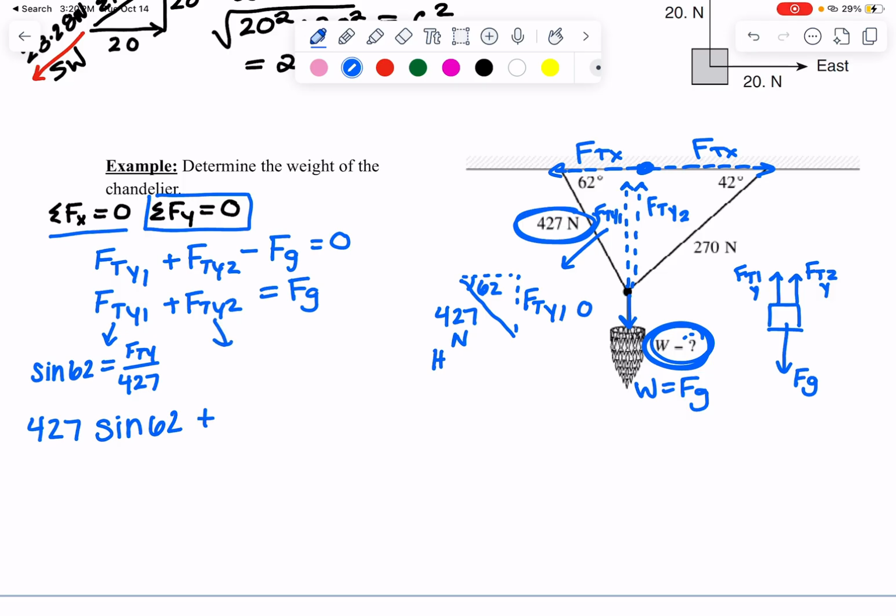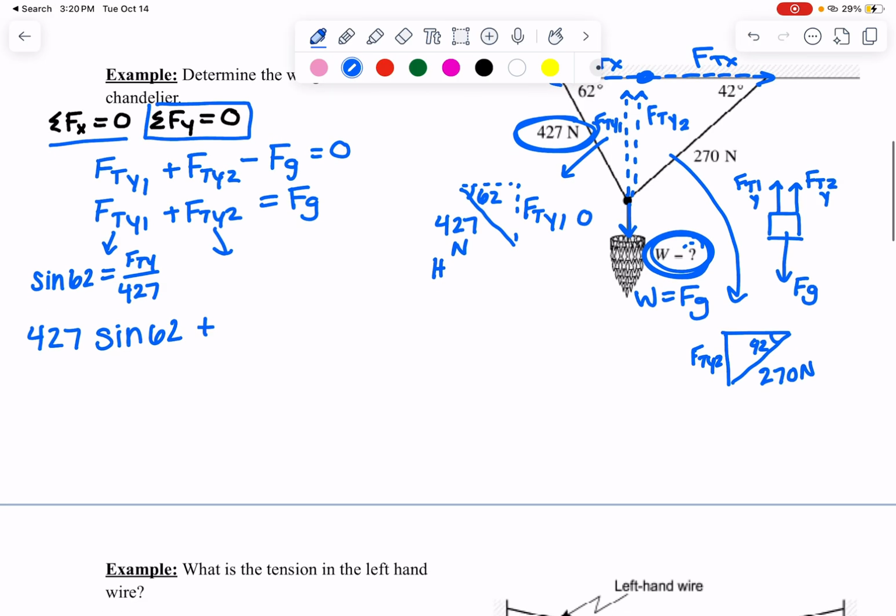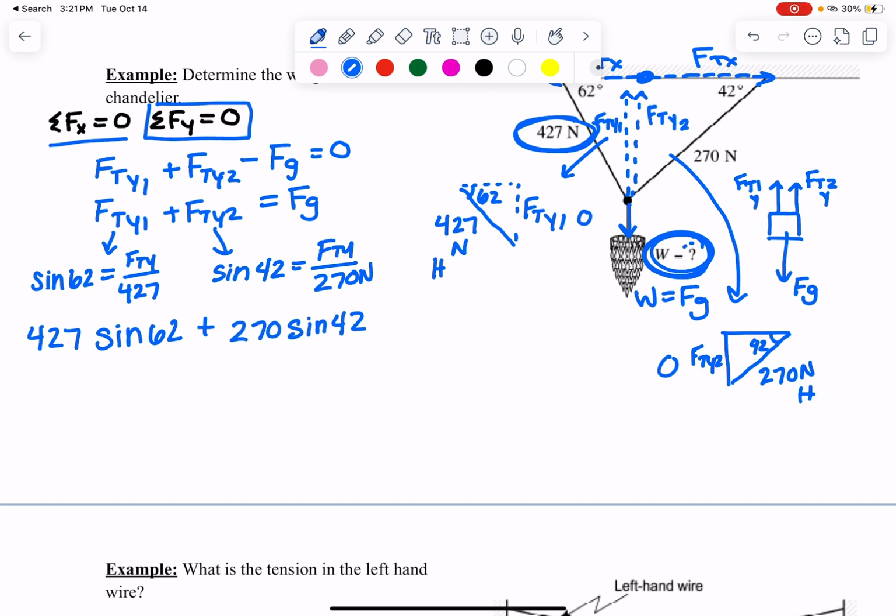Plus, now let's look at this triangle. I'll pull this triangle down here. So I've got that, and then that, and that. That's what it looks like. So 270 newtons here, and this is my FTY2. And this angle here is 42. So that's my opposite, and this is my hypotenuse. So we're going to use sine again. Sine of 42 equals FTY over the tension in that string, which is 270 newtons. So I'll do 270 times sine of 42, and that's my FTY2.